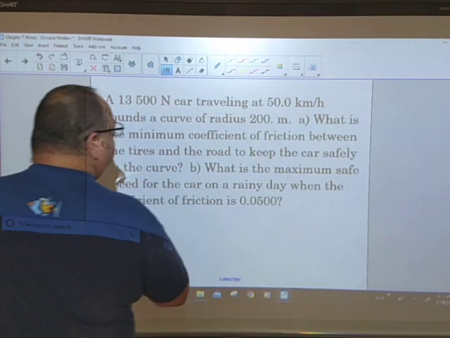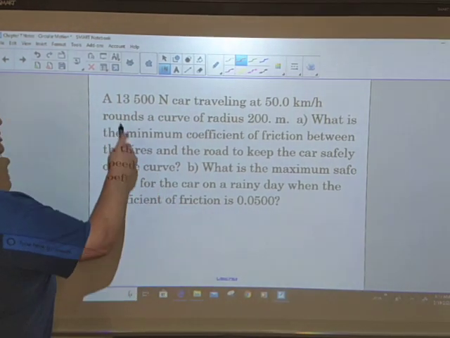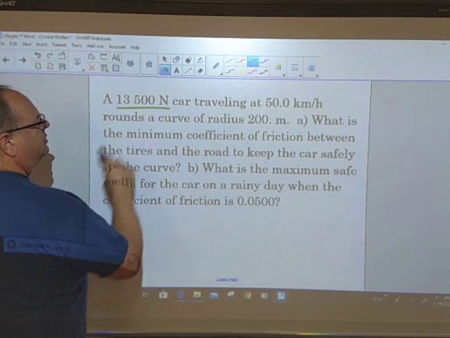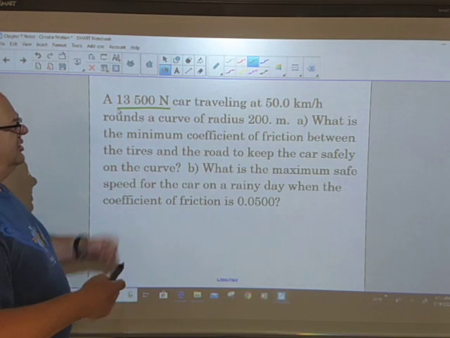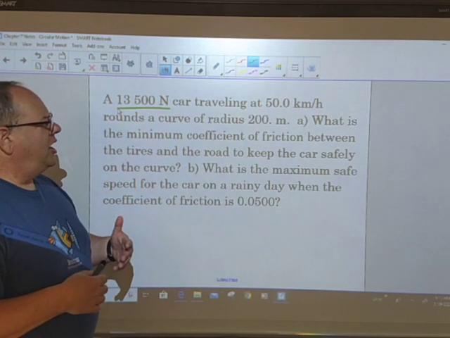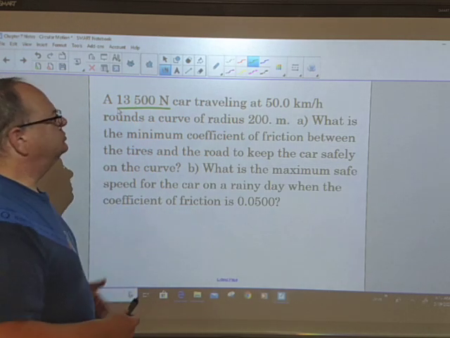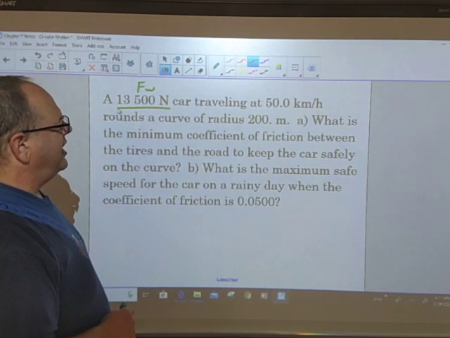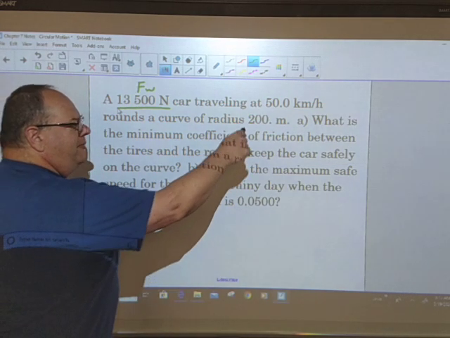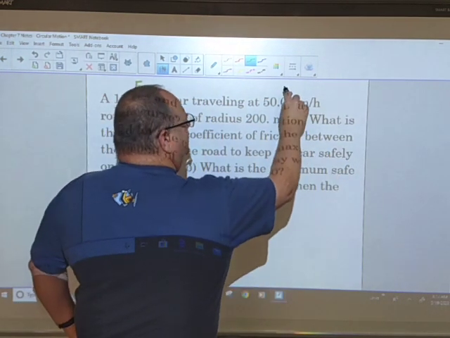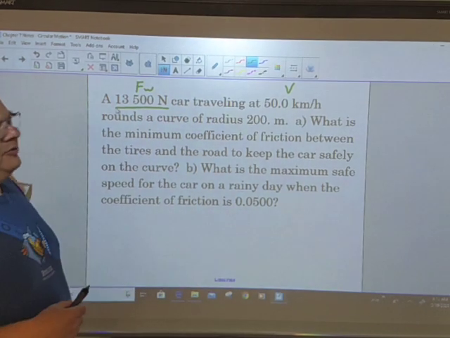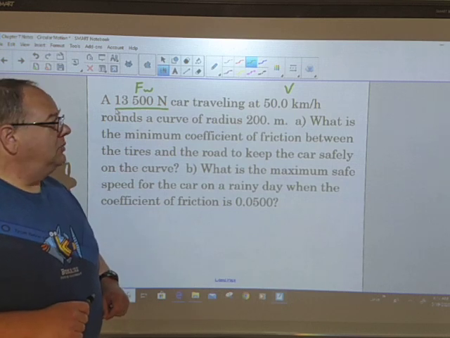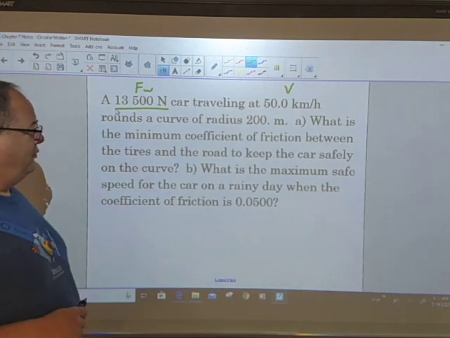Up here, 13,500 newtons. Well, the newton is a measurement of force. What force? This is the weight of the car, so I'm going to say that's FW. And it's traveling at 50.0 kilometers per hour. Kilometers per hour is a unit of speed or velocity. I'll call it a velocity. Technically, velocity should have a direction, but we know that speed and velocity are calculated the same way.